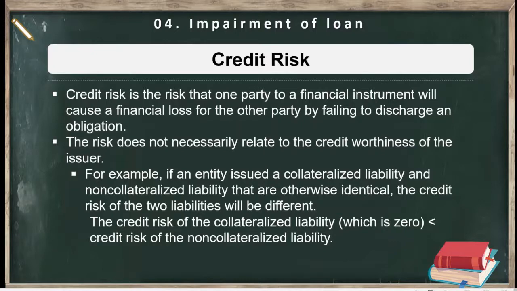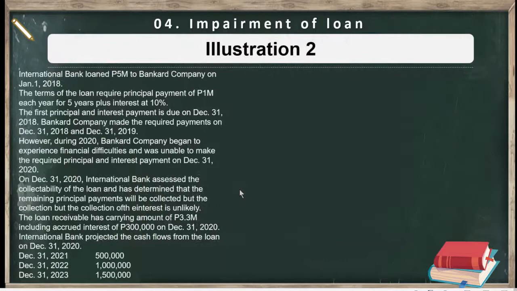Of course, because if there is collateral, there is something to offer in case our client cannot pay. So, since there is something to offer, our credit risk would be low. Or for the collateralized liability, that would be zero compared to a debt without collateral. So we have here an illustration to properly picture what impairment is. This is based on the problem found in your book.